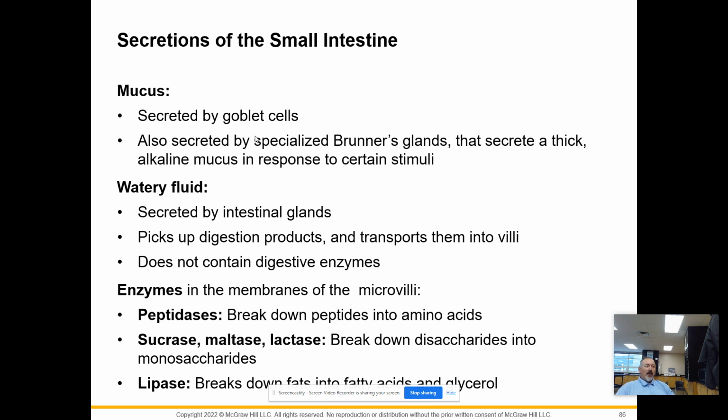So this picks up digestive products and promotes them into the villi. No digestive enzymes in that watery fluid. It's just going to help the movement of things. It's going to keep things flowing, literally.